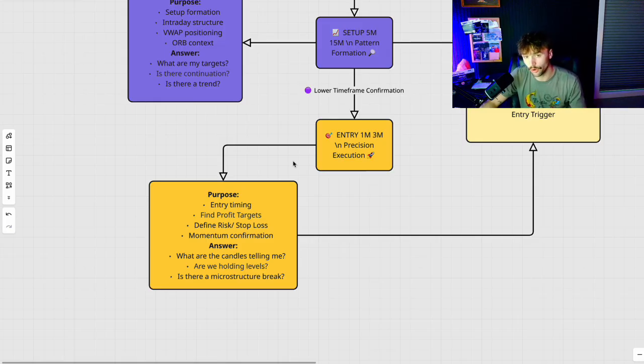We want to understand, what are the candles telling me? Like I said, if the 1 minute is looking like it's getting bought up, or the 3 minute is looking bullish while the rest of our time frames are looking bearish, well, that's not the best entry. We want to wait until that plays out, and we might even get a better entry.